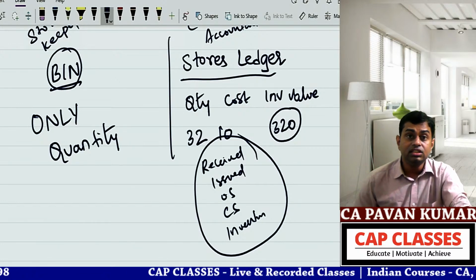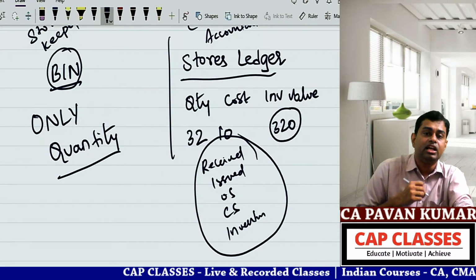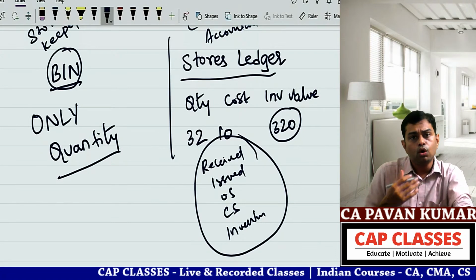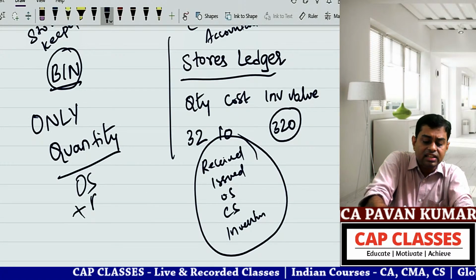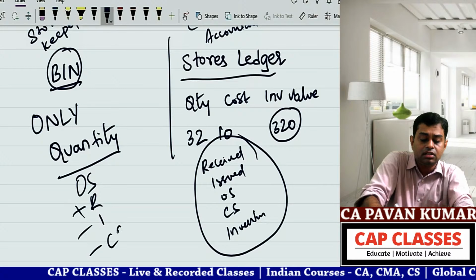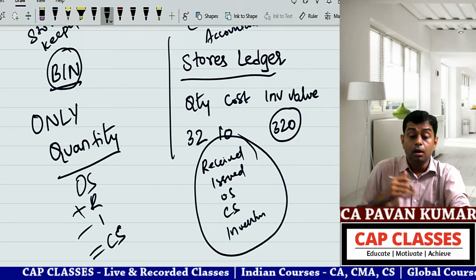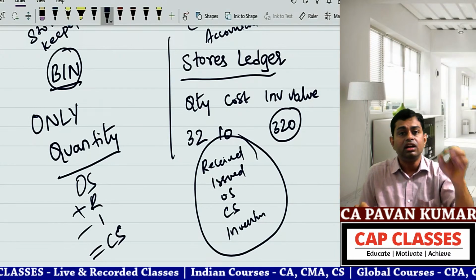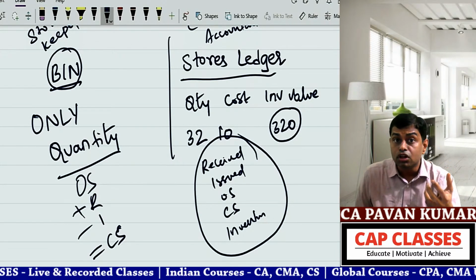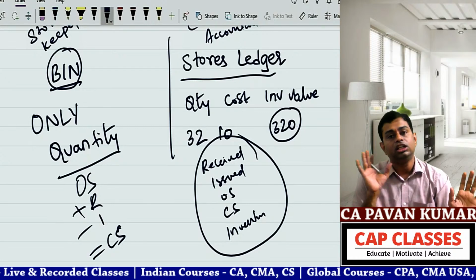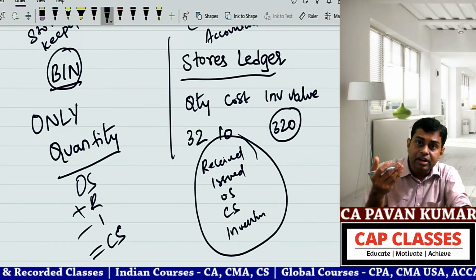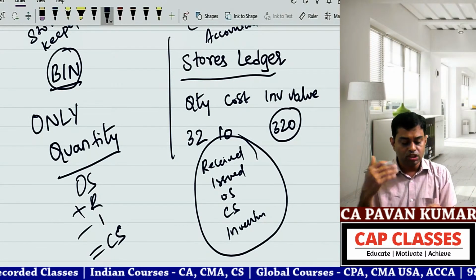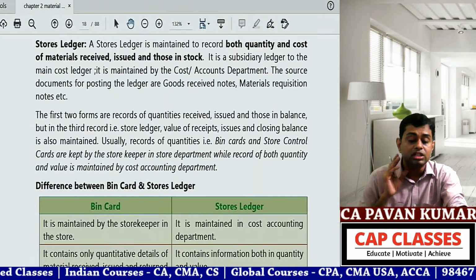So what is the difference? In the bin card only quantity will be there. Opening stock will be there, add receipts, minus issues, equals closing stock. But what is the difference between bin card and stores ledger? In the stores ledger, you will have values also. That's all. Now, who maintains the bin card? Storekeeper. Who maintains the stores ledger? Cost accounting department or accounts department.